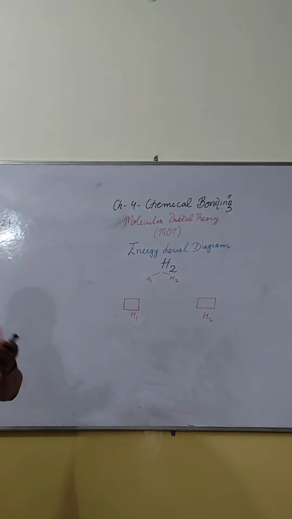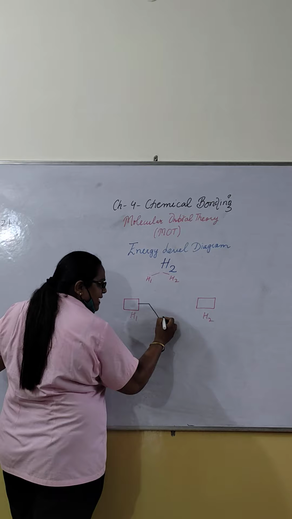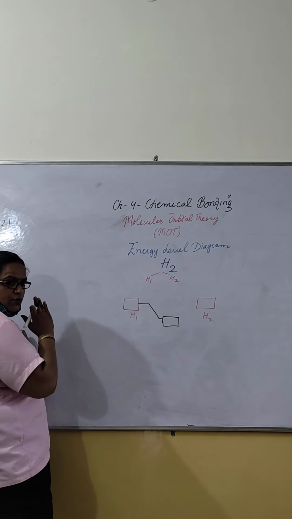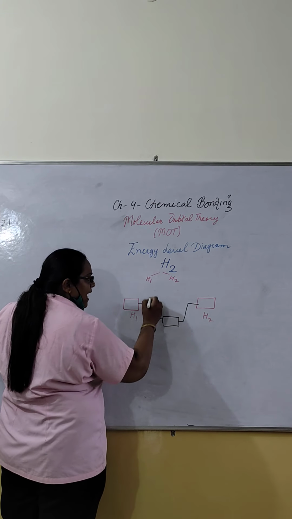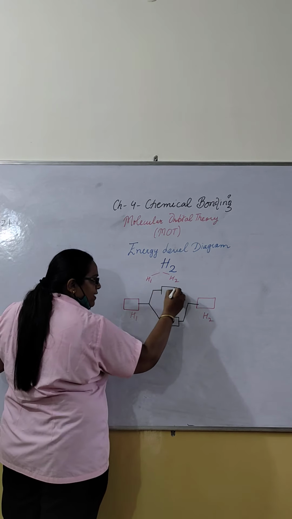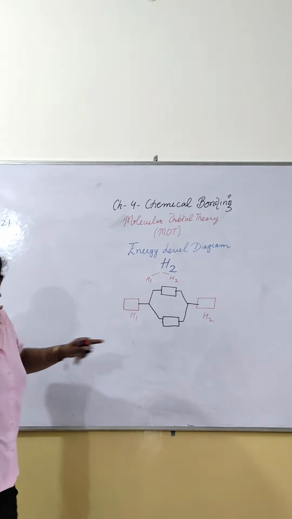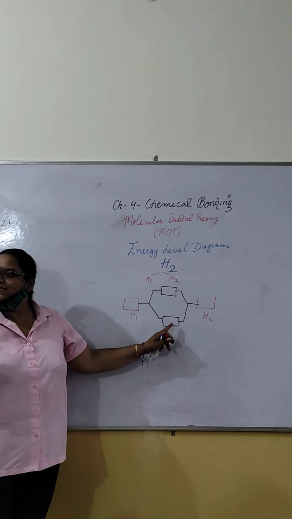They combine to form how many molecular orbitals? 2. So one is bonding, but the bonding energy is less, so I am making it down. They combine to form bonding and anti-bonding. You can draw a circle also. In some books, instead of this square or rectangle, you will see a circle.